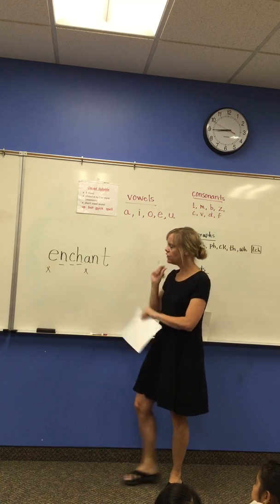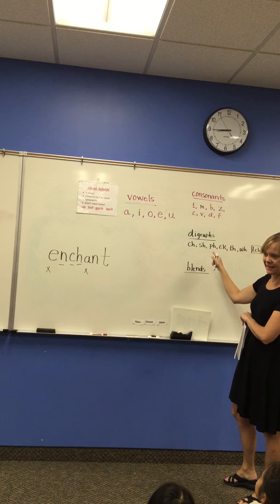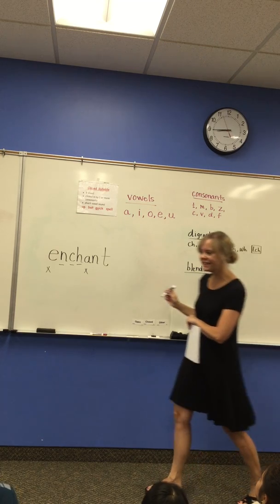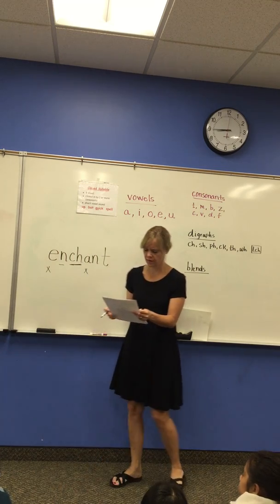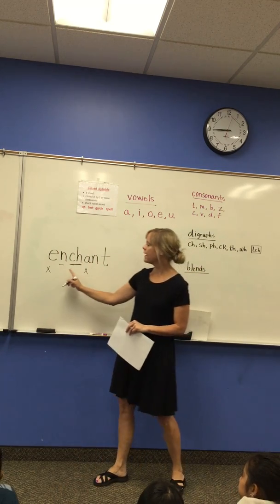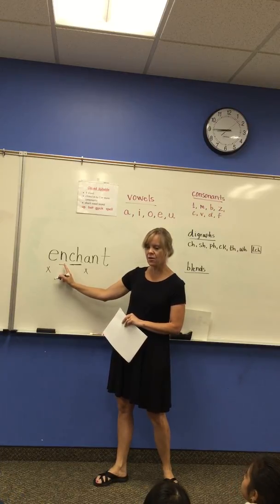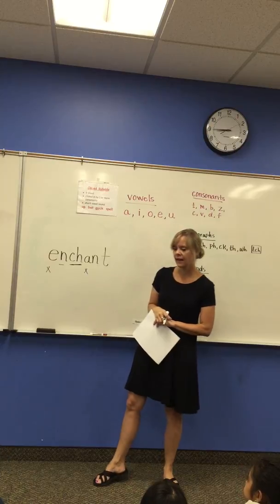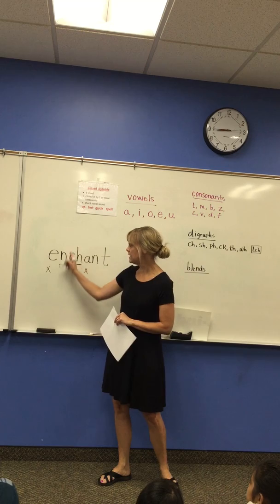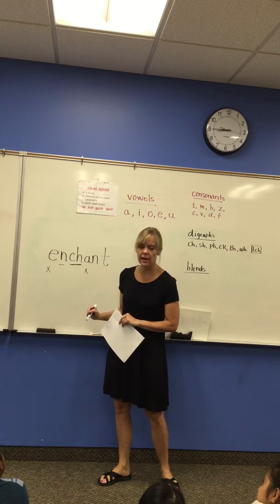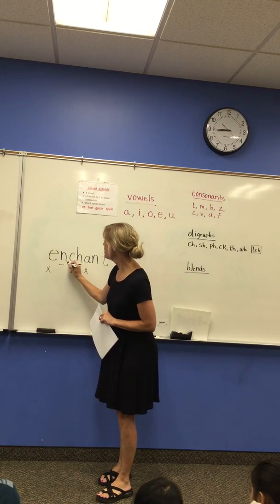NCH. Do you see a digraph? Yes. Name the digraph, everyone. CH. What sound does CH make? Good. So where do we break? I need your eyes up here. Oh, I only hear a couple people. What's our division rule? The CH has to stay together. So where do we break, everyone? Between the N and the C. Yep, we're going to break right here between the N and the C.